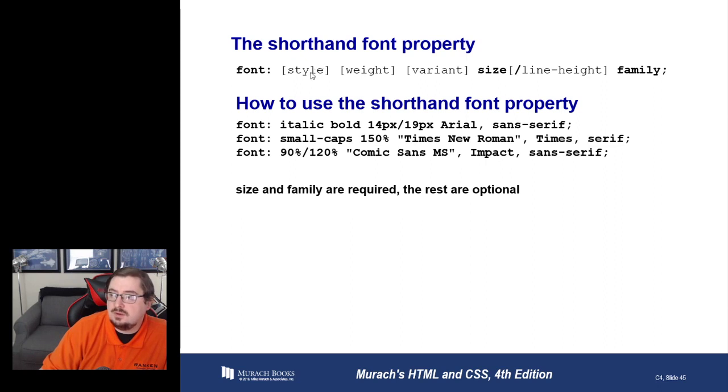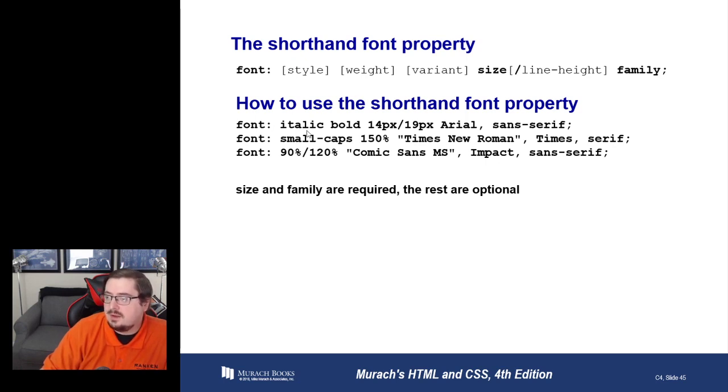So it can start, first thing is the style, the weight, the variant, and then it can be size and line height and family. So they do have to be in this order, if you're going to specify them. But notice the ones in the brackets, those ones in the brackets are optional. You don't have to include them, but you do always have to include a size and a family for the font property. So for example, we've got a few ones here.